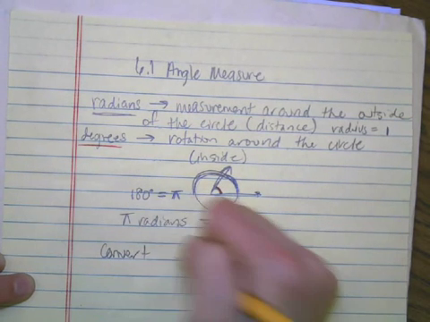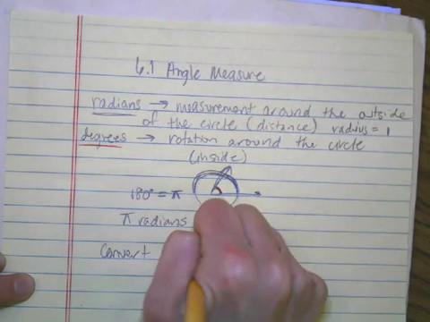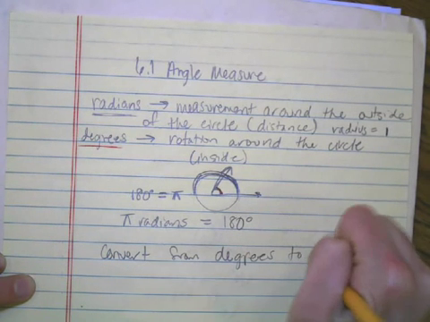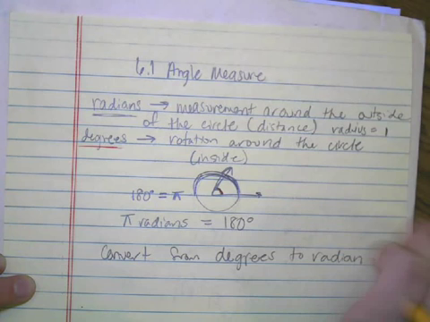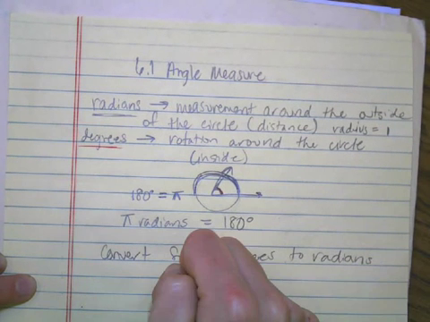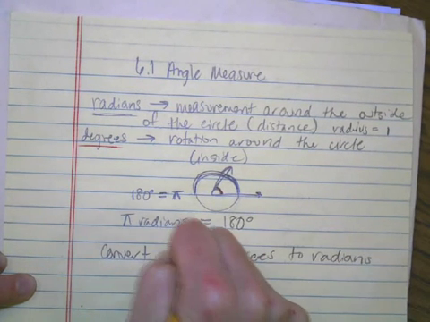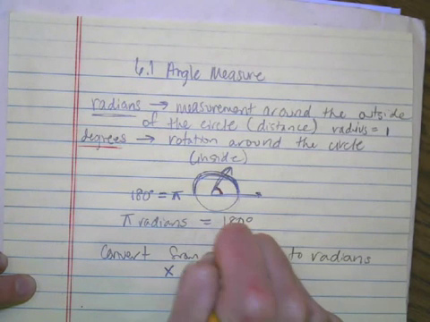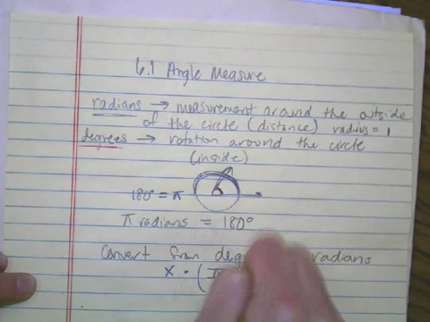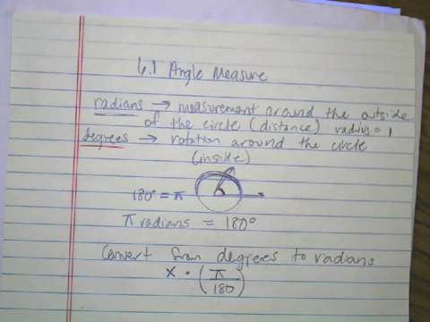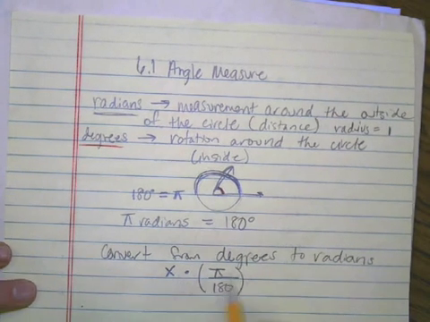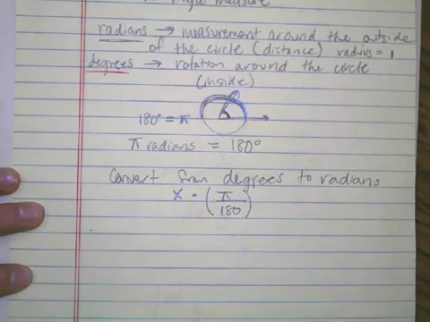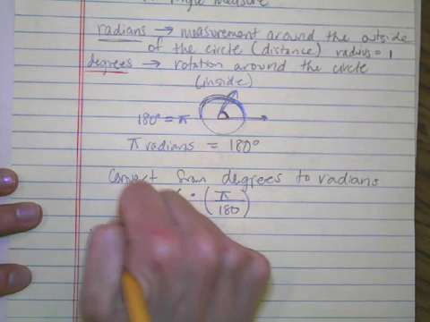Okay? So let's say we want to convert between the two. If you want to convert from degrees to radians, you take your angle measurement, so let's say x, and you multiply by pi over 180. The way I remember this is radians has a pi on the top, so I want to get a pi on the top.